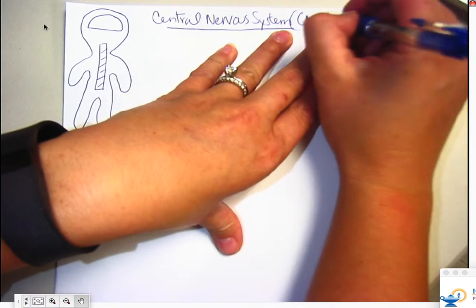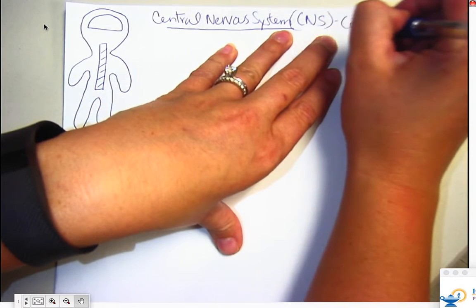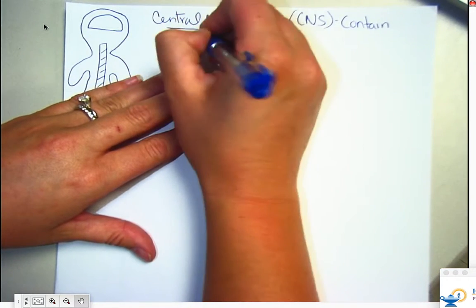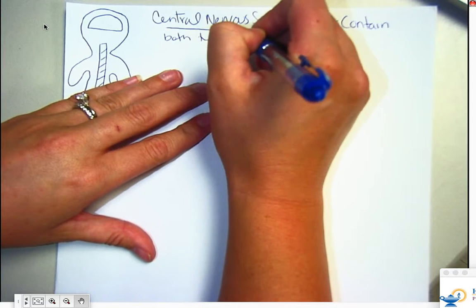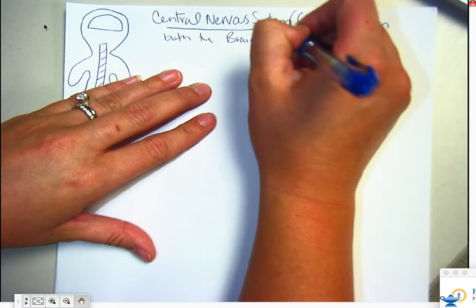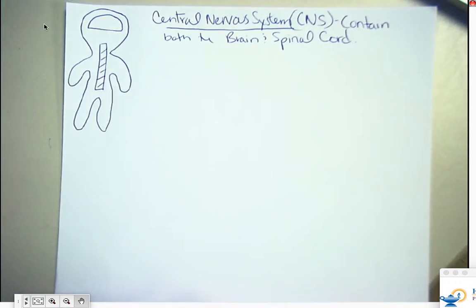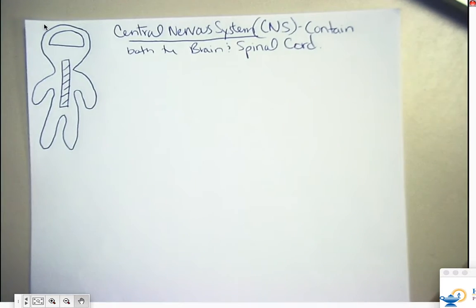Now, your CNS contains both the brain and spinal cord. That is it. Now, your brain and your spinal cord are the only parts that are inside the central nervous system.